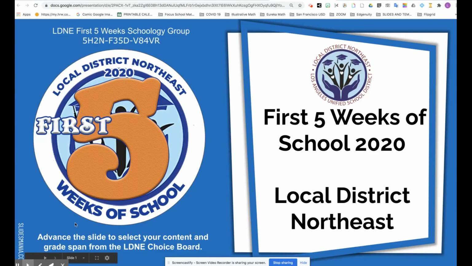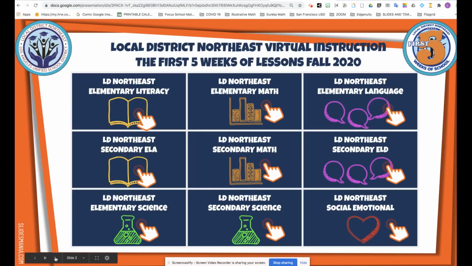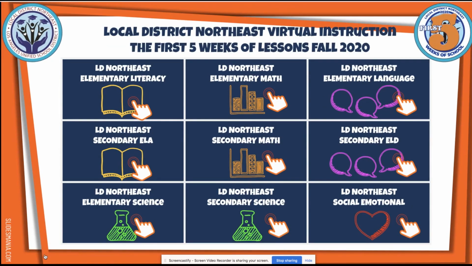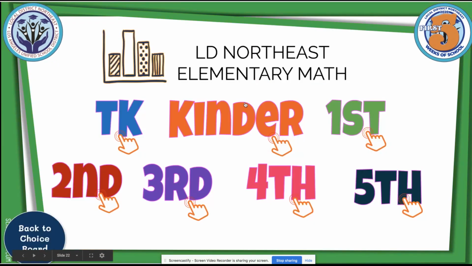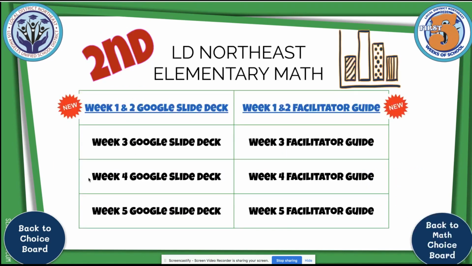This will take us to this page, and we can scroll through the slides. And on this very next slide, we see a choice board. Here you can select the content area that you're interested in learning more about. For example, if I click on elementary math, I'll go to another page where I can make a choice about which grade level I might want to look at. If I click second grade, for example, I get taken to a new page that has the grade level at the top. And then I can see options for choosing a Google slide deck or a facilitator guide.